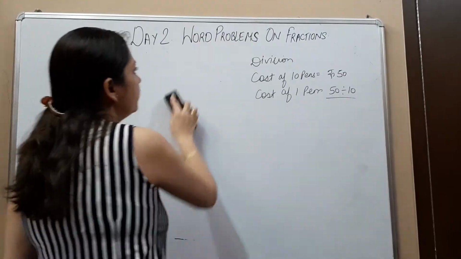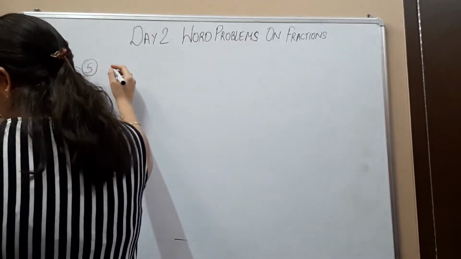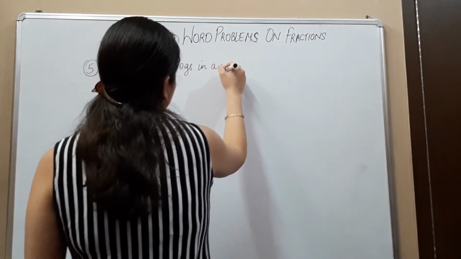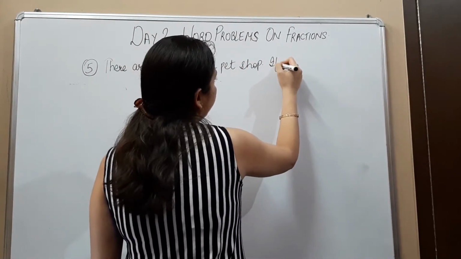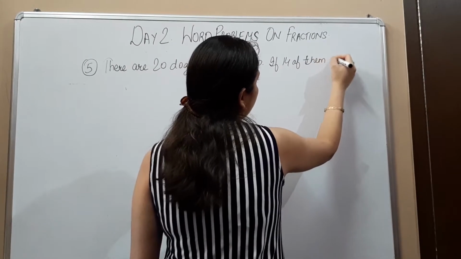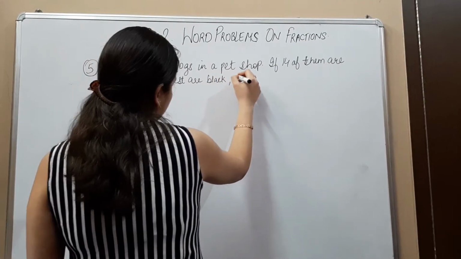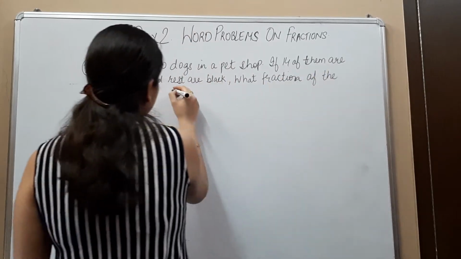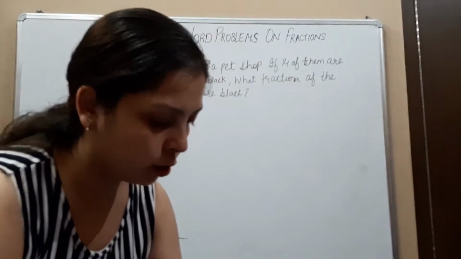So yes, let's move to the next question. Number 5 is, there are 20 dogs in a pet shop, and if 14 of them are brown and the rest are black, so what fraction of the dogs are black? You have to find what fraction of the dogs are black.